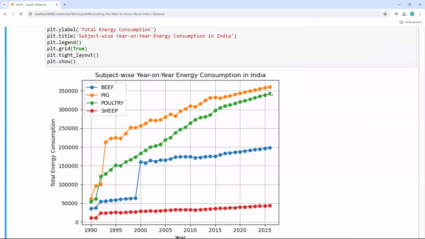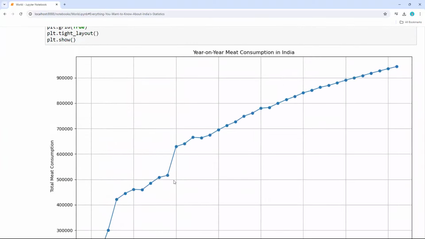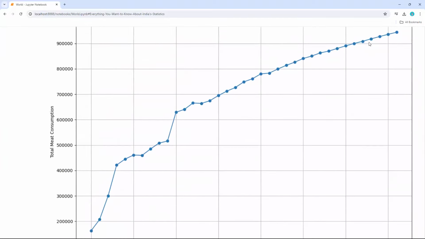50K to 350K is almost a 60-70% increase. 60% increase in the poultry meat consumption. So this is how you can have a better idea of total meat consumption, so it will give us nice data.